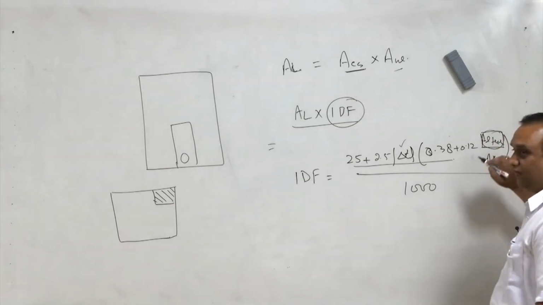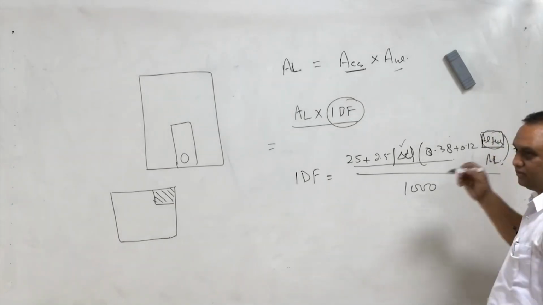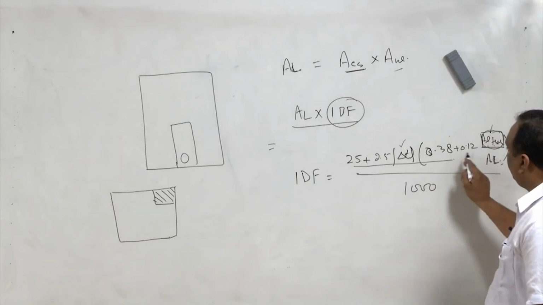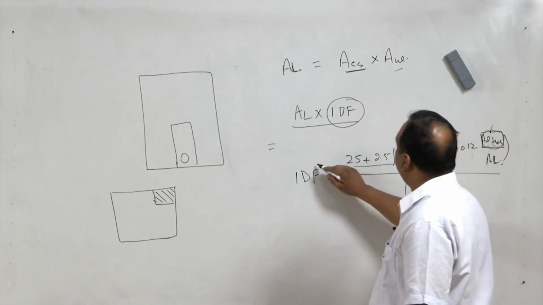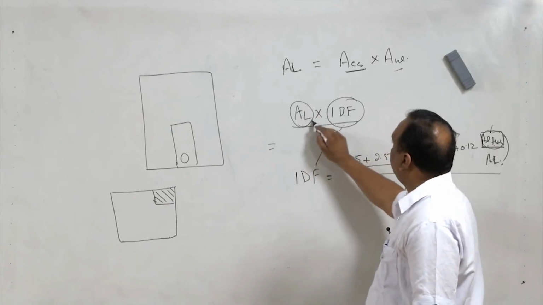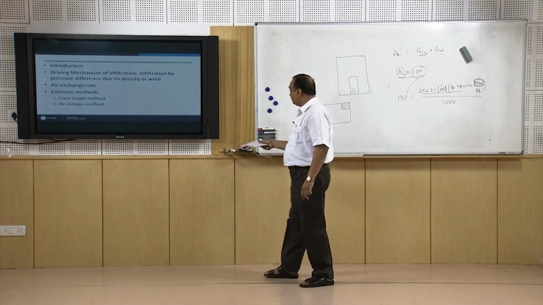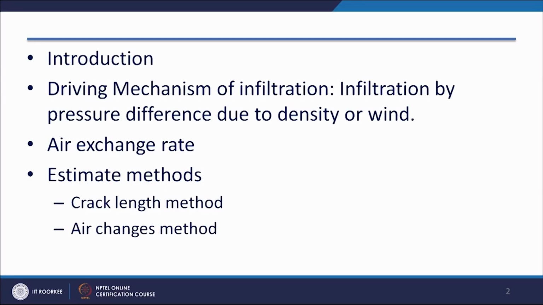And if the provision of flues or fireplaces is there, then we can take A_L,flue also. This infiltration driving force, when multiplied by the leakage area, will give infiltration in the house, but this is strictly for residential buildings. Now, the air change method. It is very popular with practicing engineers.